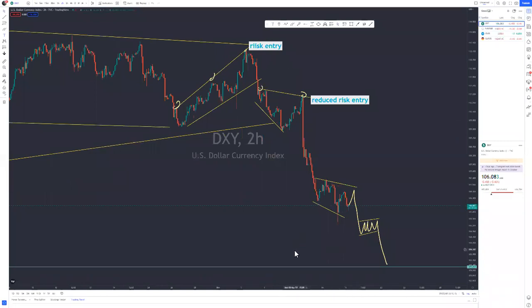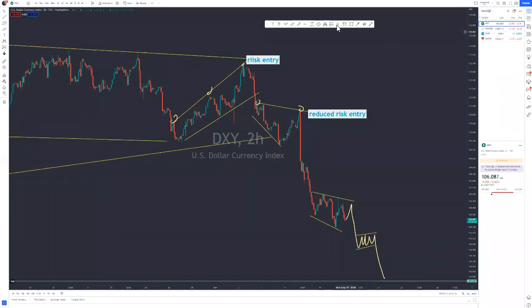Is everything clear, guys? When you have confirmation to the setup, then it turns from a risk entry to a reduced risk entry. Why? Because you are having a confirmation. So the first setup that we're going to take was that one, which you were going to take from there to that level. I think I had this analysis last week and I even posted it.